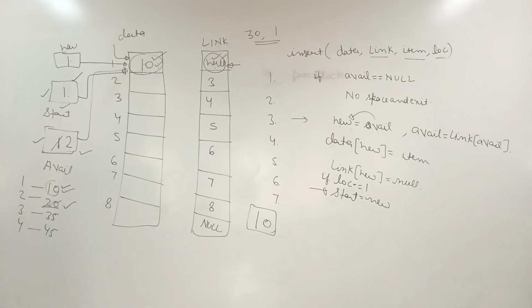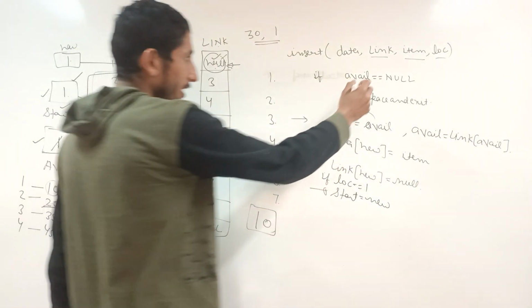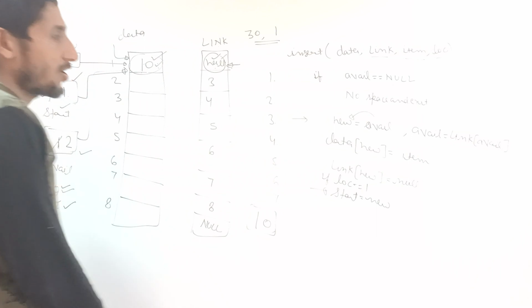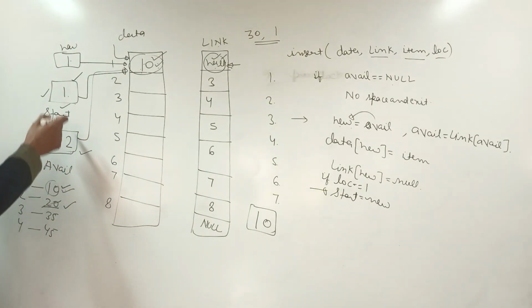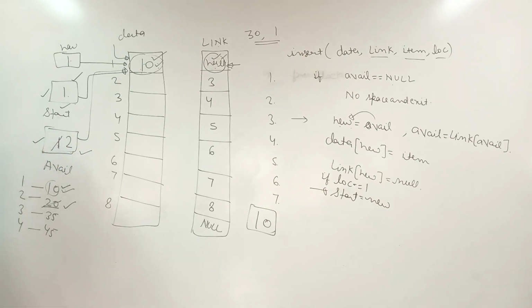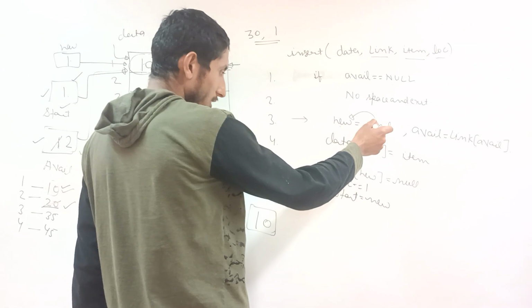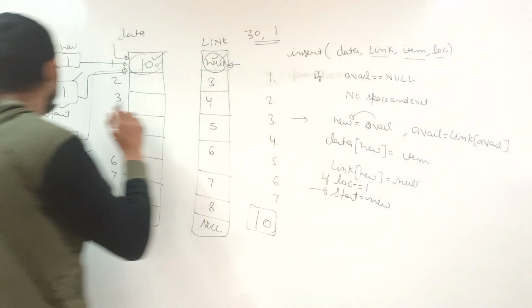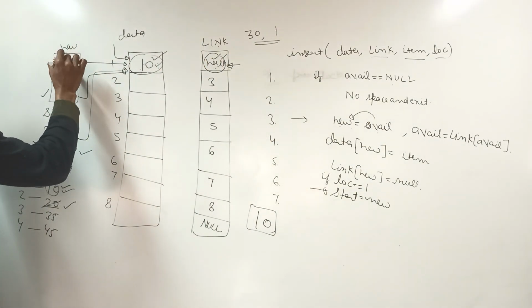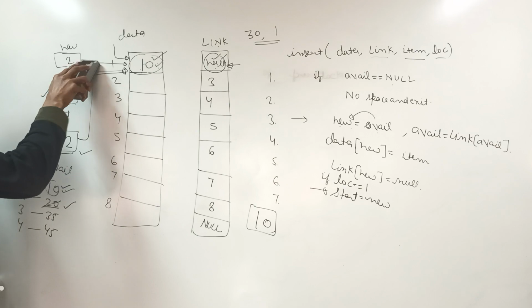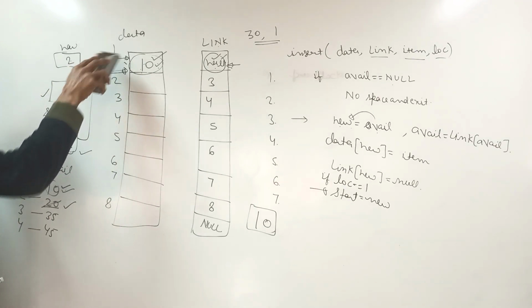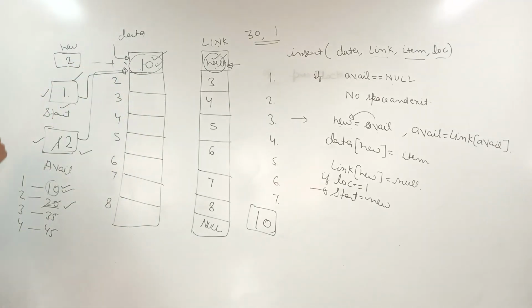Okay, so again let me start the algorithm. If avail equals null, it means we don't have space. But avail is not null, it is 2, so it means we have space. So we have to copy the value of avail into new. This time new is indicating pointer number 2. Let me run this one.